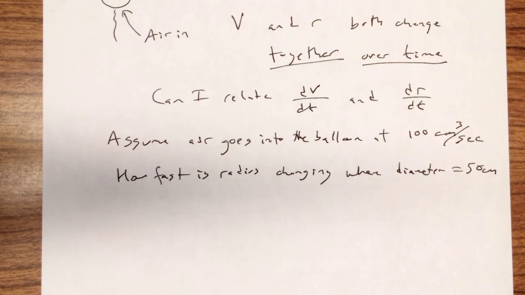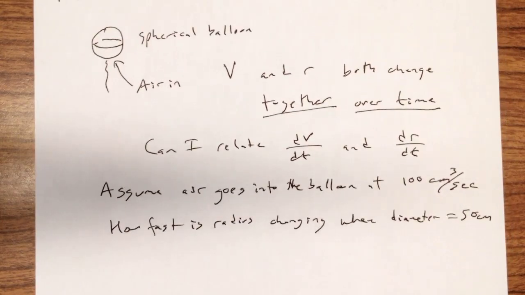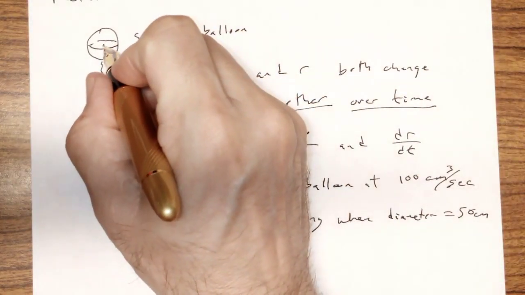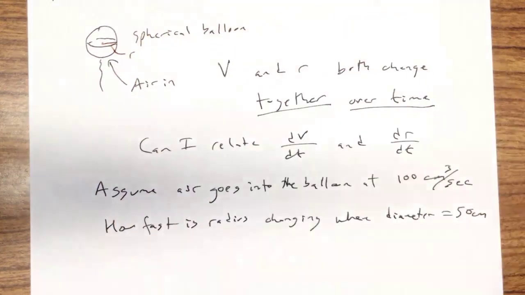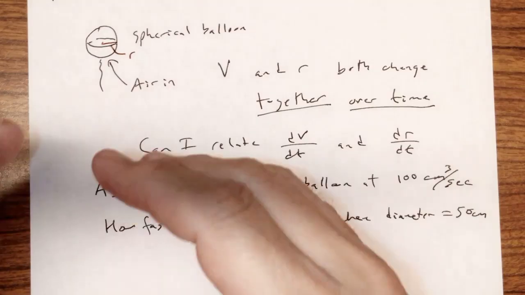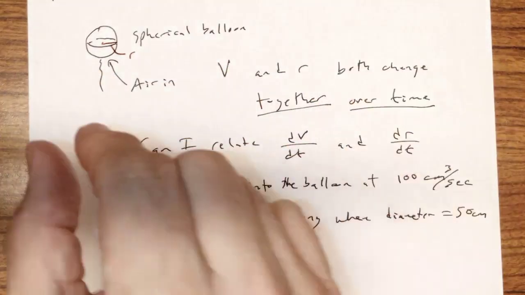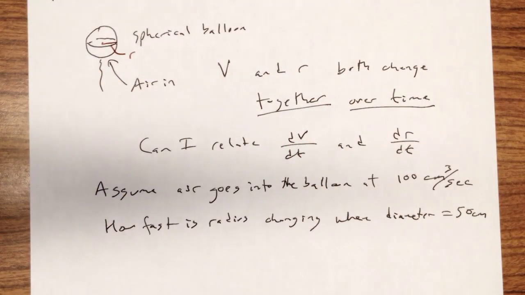First thing I should do is make a picture, but I already drew my little balloon up here. I'm going to add to this picture. I'm going to add the radius. So I can picture what's going on. As the balloon's volume increases, the radius gets larger.